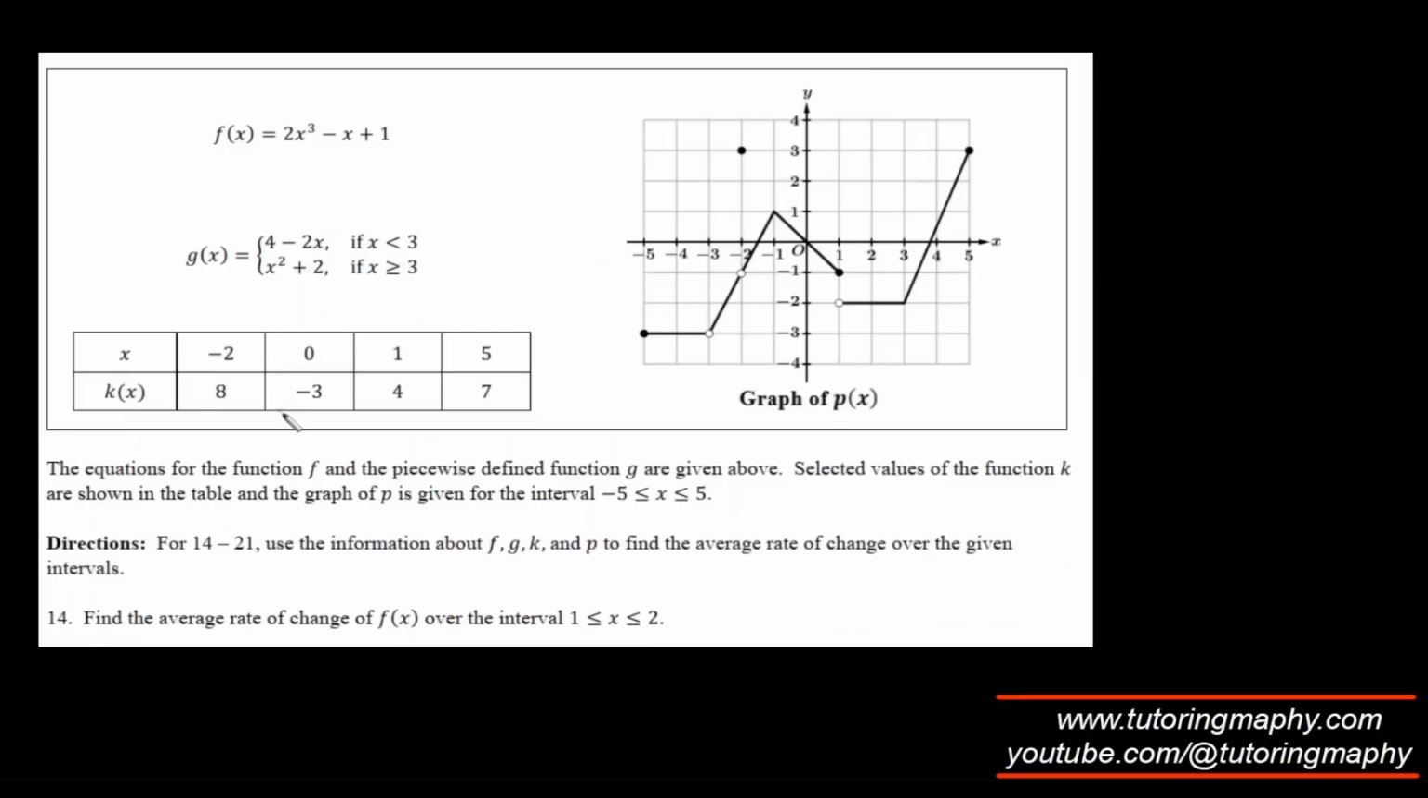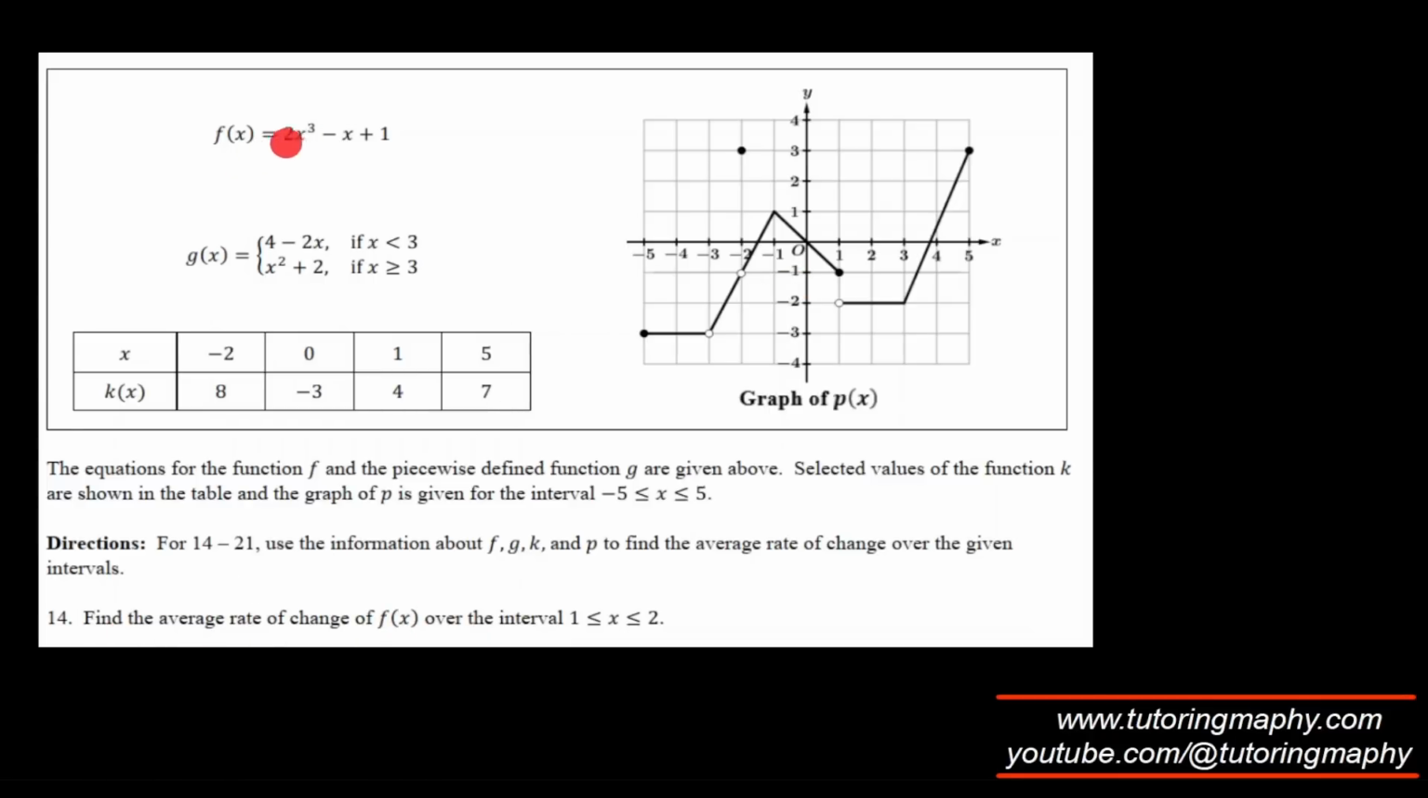All right. Over here in this question, the equations for the function f and the piecewise function defined by g are given, and selected values for the function k are shown in the table, and the graph of p is given in the interval. Excellent. So there is a function f, there is a function g which is piecewise, there is a function k for which they have given a table, and there is a function p for which they have given a graph. Oh my goodness. Find the AROC of f(x).